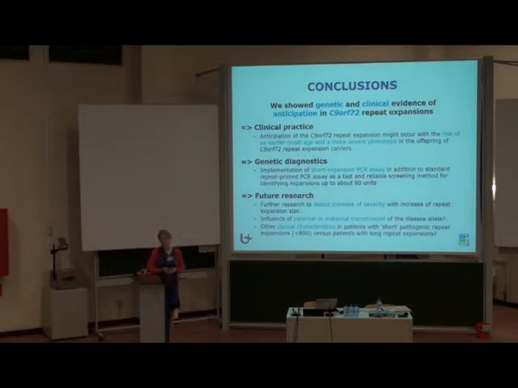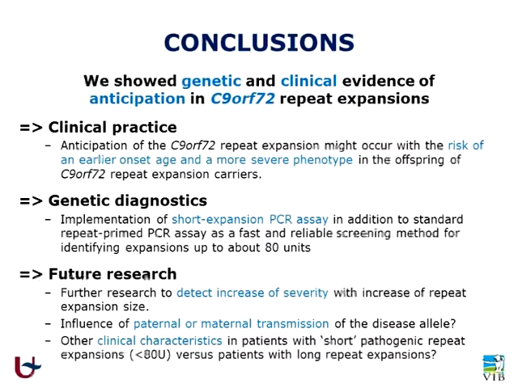So then I come to my conclusions. We have shown genetic and clinical evidence of anticipation in C9orf72 repeat expansion carriers. What does this mean for clinical practice? First of all, you can expect anticipation in C9orf72 repeat expansion carriers, which means that you can expect an earlier onset age and maybe also a worse disease in the second generation, in the youngest generation.